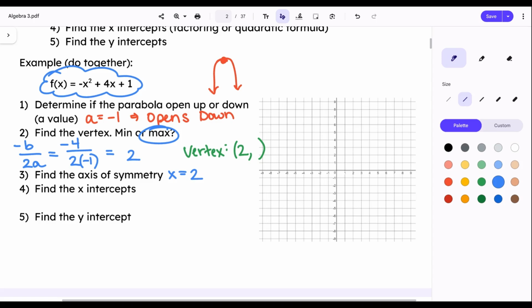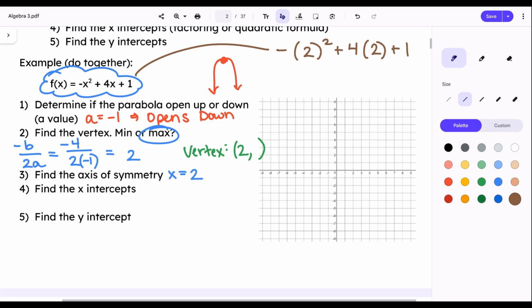All right, now let's go back and find the y of our vertex. Like I said, there are 2 ways you can do this. Especially if you don't have a calculator with the table function, say you're doing this at home, you take your 2 and plug it back into the original equation. So it would look like this: -2 squared plus 4 times 2 plus 1. Okay, that would be one way to do it.